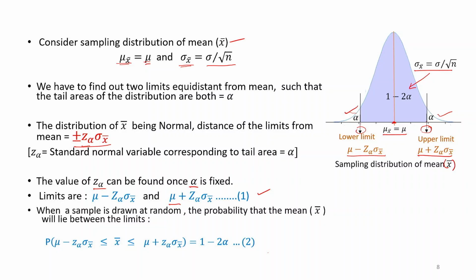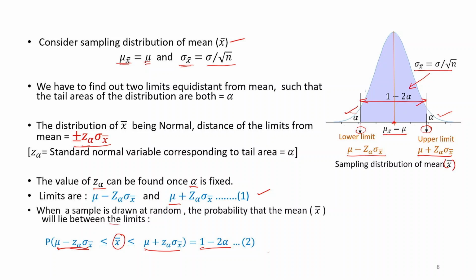When a sample is drawn at random, the probability that x bar is going to lie between the lower limit and the upper limit is 1 minus 2 alpha, because we have chosen this tail to be alpha, and this one also alpha. From here to there, the area under the curve shown by the violet color is 1 minus 2 alpha.